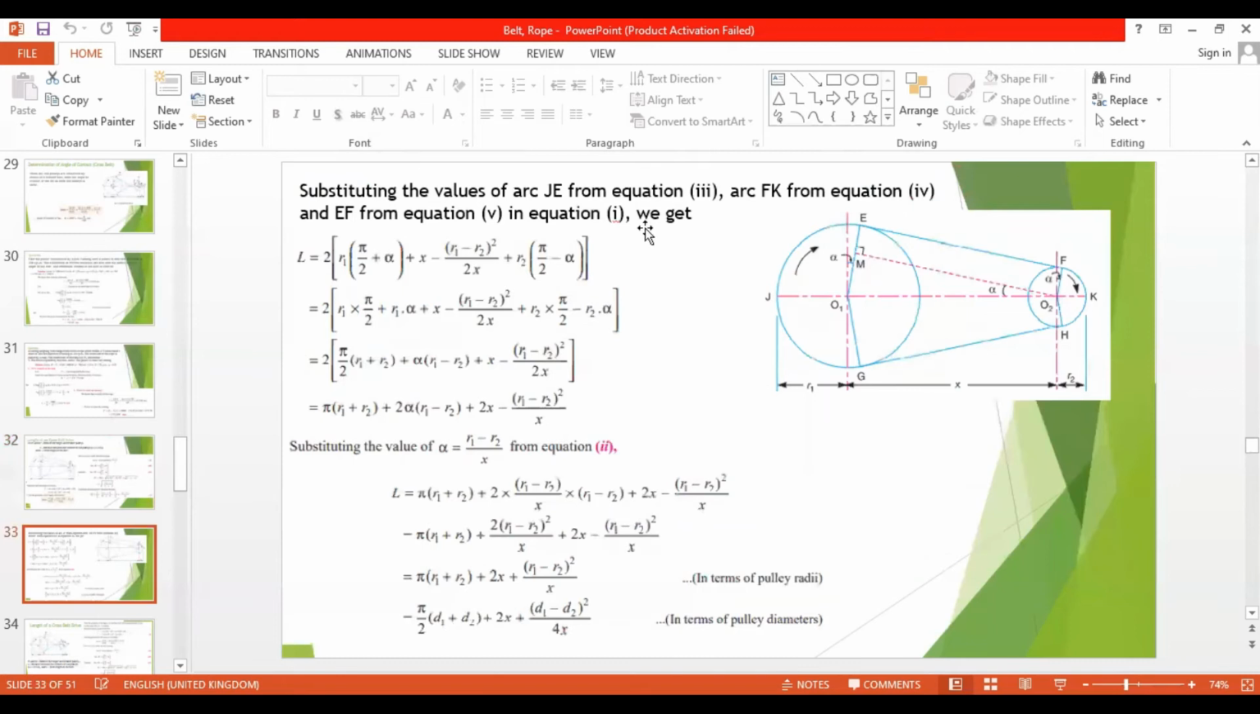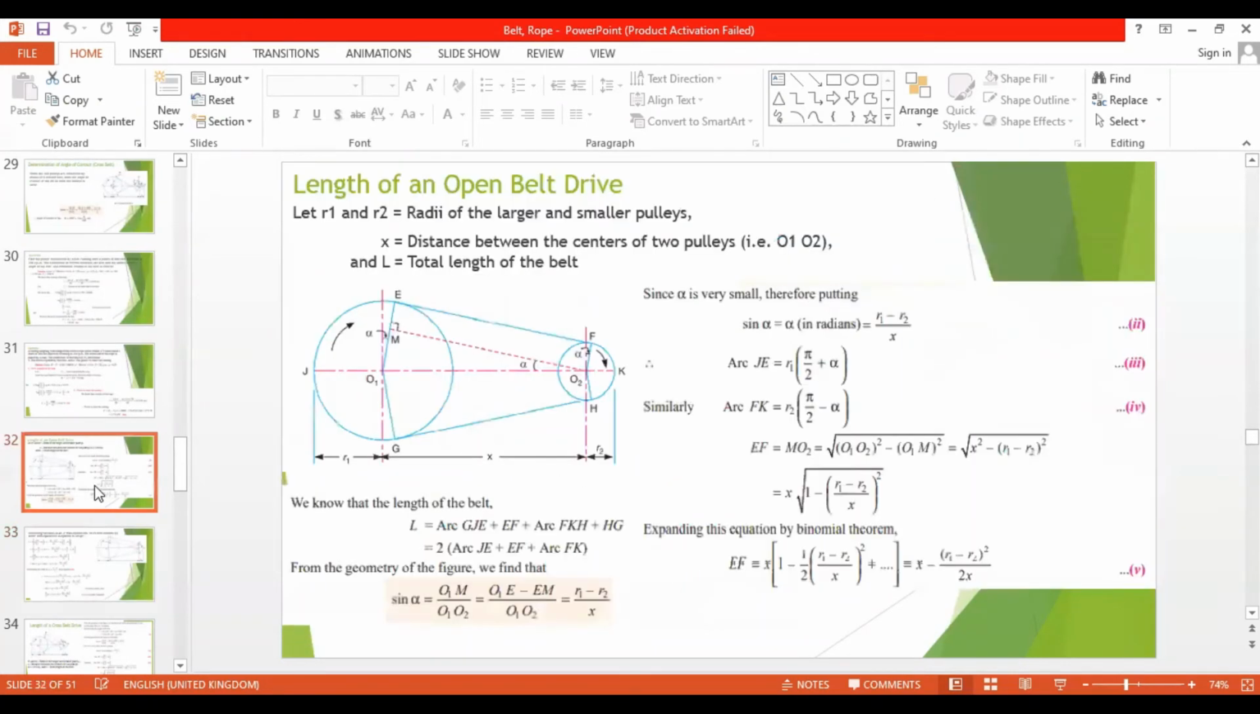Substituting the values of arc JE from equation 3, arc FK from equation 4, and EF from equation 5 in equation 1, we get the summation of all of these.